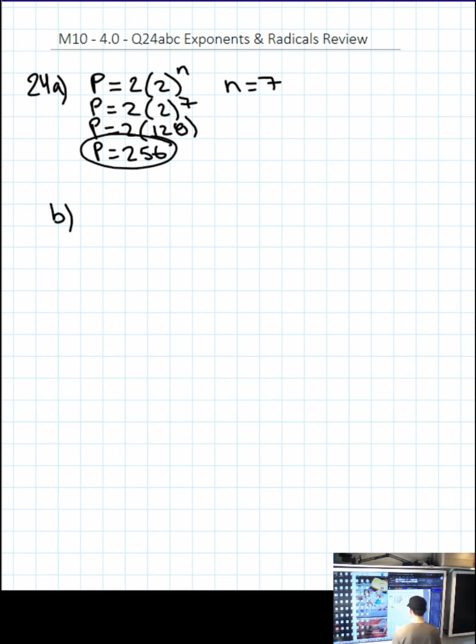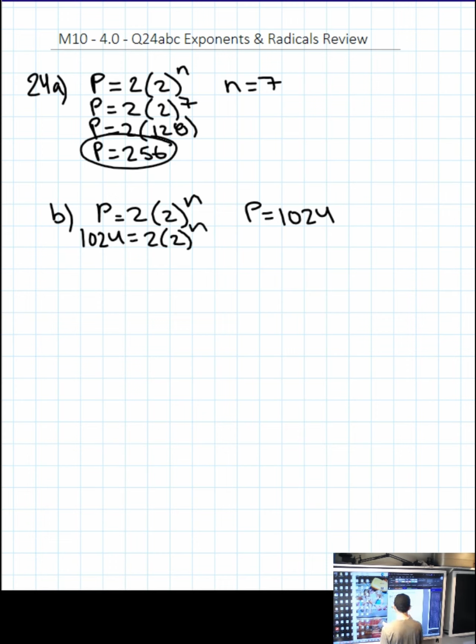Okay, B. Oh, forgot to check my answer? Well, no. Checking your answer on a question like this is literally impossible because you're really just doing exactly the same thing that you did. Okay, in B, we have P equals 2 times 2 to the n, where this time P is 1,024. So we're going to take 1,024 and put it on the left-hand side. So 1,024 equals 2 times 2 to the n. Then we're going to start by dividing both sides by 2, because we have to. 512 equals 2 to the n.